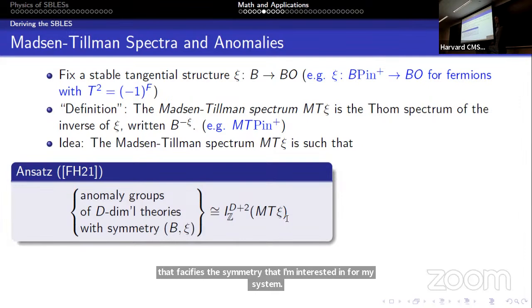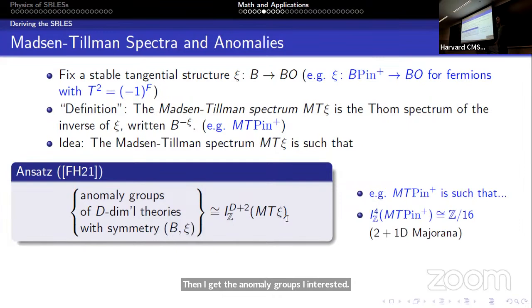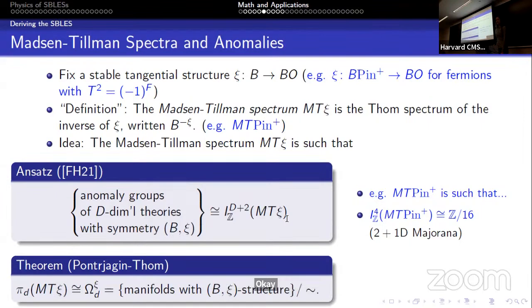But so for example, I think we discussed this earlier, we looked at the 2 plus 1 D Majorana fermion that will live in the fourth degree IZ cohomology of MT pin plus, that's the Z mod 16. Okay. So dually, if instead of taking cohomology, I took homotopy of this spectrum, I would get a bordism group. So this is the theorem of Pontryagin and Thom.